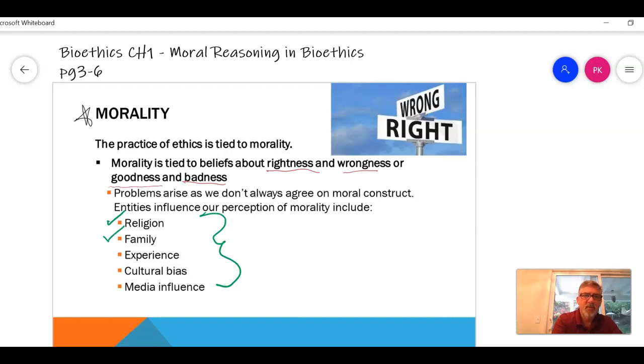Your family has a huge influence on you, right? Because throughout your life growing up, you've been taught that is good and that is bad, and that is right and that is wrong. You'll have experiences as you get older, right? Personal experience that may change your family view, a cultural bias. What we think is right and wrong in this country may not be right and wrong in another country or another culture. And then one of the largest influences we have now is media. Right? You guys are so tied to media. So morality, right, we're going to say is subjective.